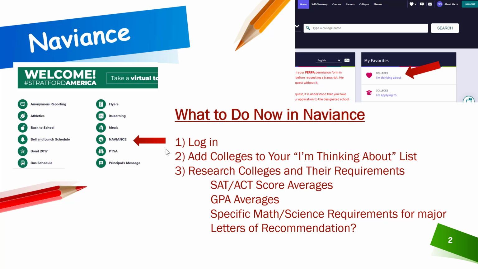So you want to get into it, and you want to go up to the tab under My Favorites. It says Colleges I'm Thinking About, and add in the colleges that you're currently thinking that you might like to apply to. Once you get that in there, you can research the colleges and look to see what was the average SAT, ACT score of incoming freshmen that were accepted from this past year. What was the average GPA? You can look to see if that college is a right fit for you. You can also look to see if they have any specific math or science requirements for your intended major. Letters of recommendation, do you need them or not for that college?